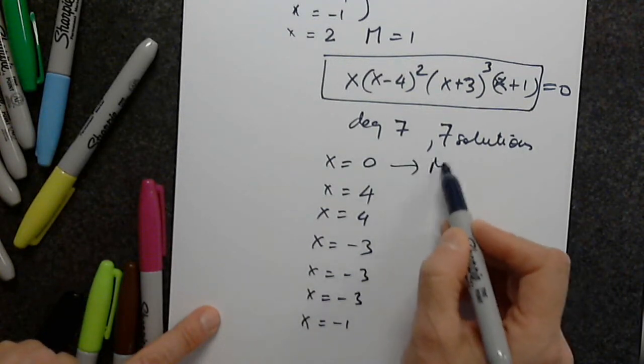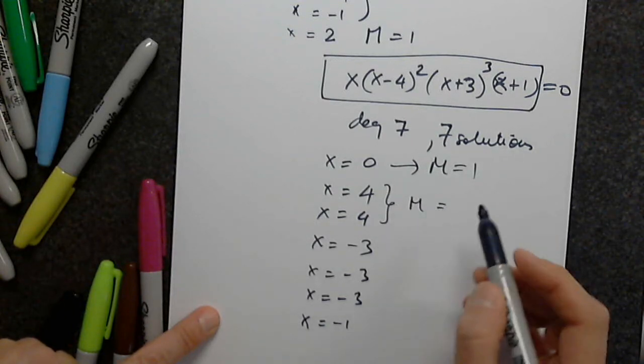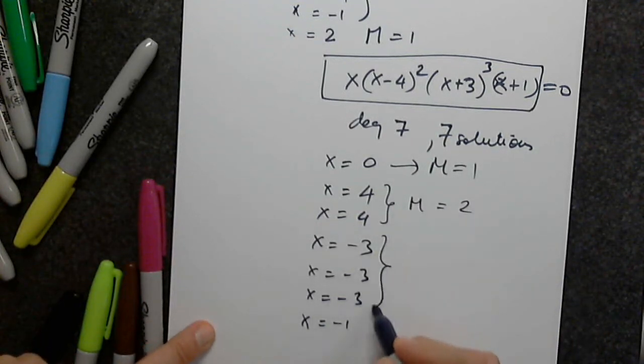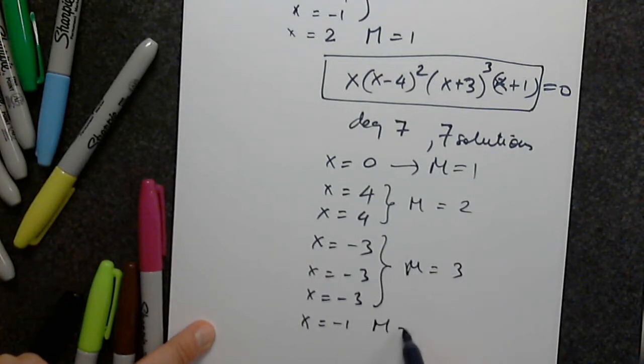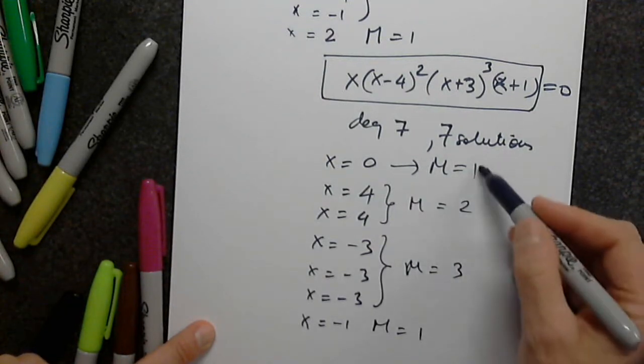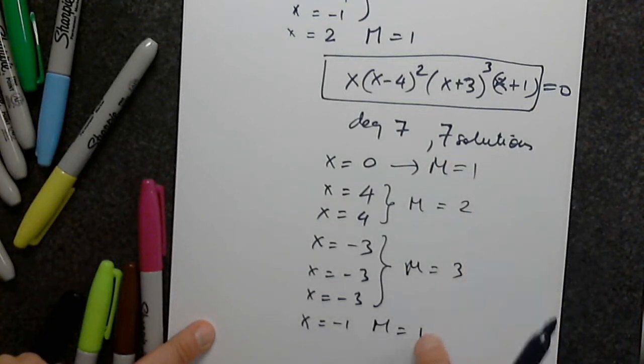What is the multiplicity of 0? 1. What is the multiplicity of 4? What is the multiplicity of -3? And what is the multiplicity of -1? All this has to give us 7. 1 plus 2 plus 3 plus 1. Is that 7?